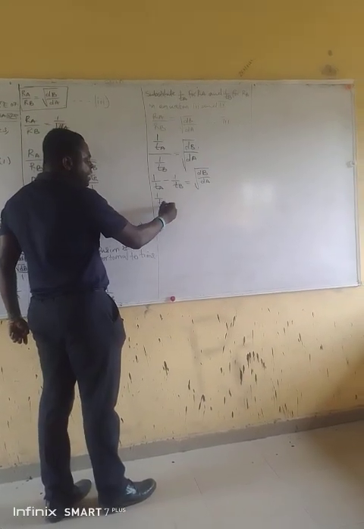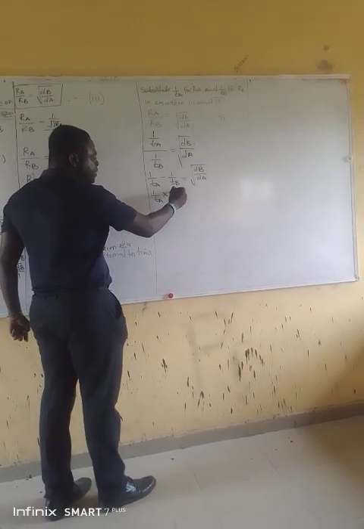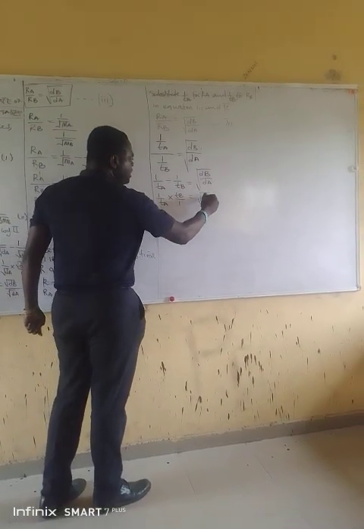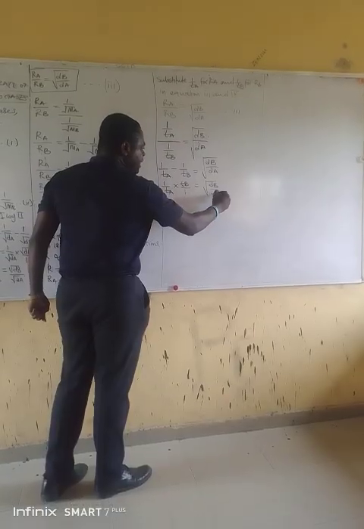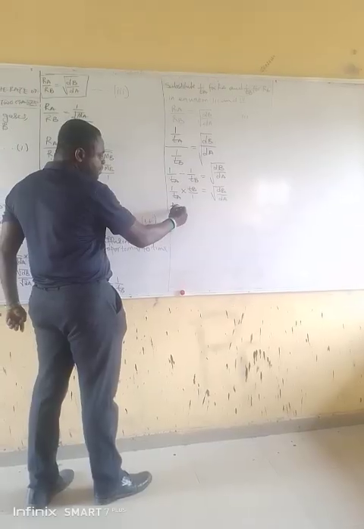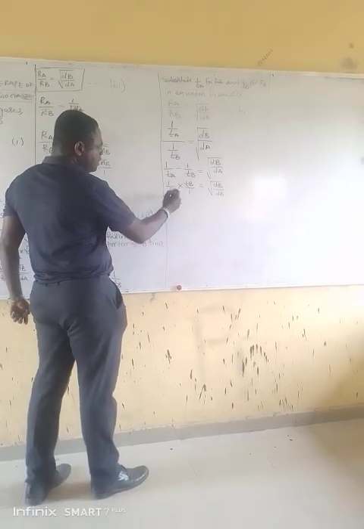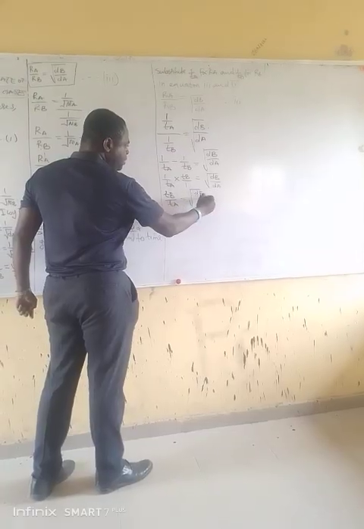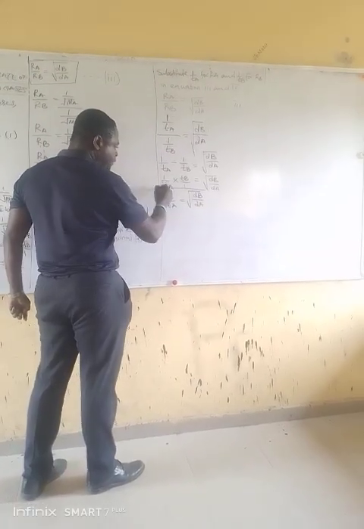Let's rewrite this one first. 1 over TA times TB over 1. Then equal to what? DB over DA. Are we together? This one times 1 is what? TB over TA is equal to square root of what? DB over DA. This is another formula.